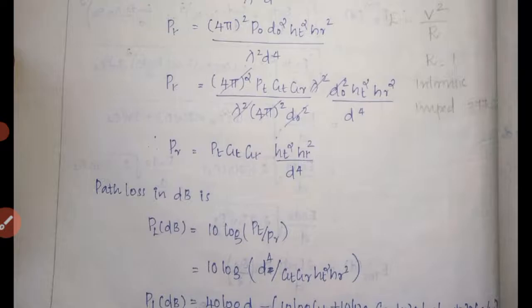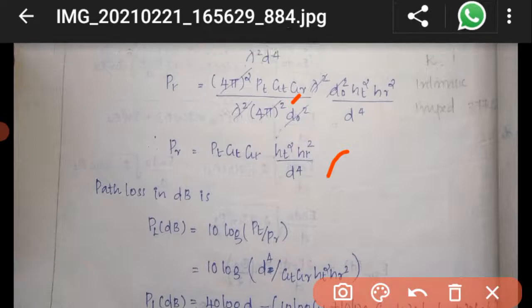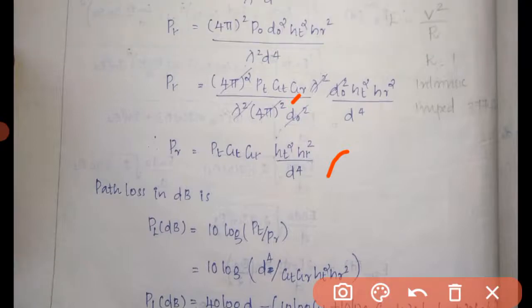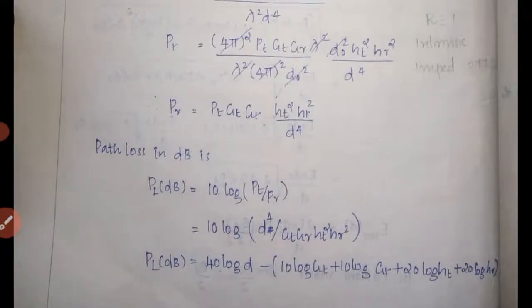So what about the path loss? PL in dB is equal to 10 log PT by PR. What about the value of PT by PR from this equation? PT by PR is equal to d power 4 divided by GT GR HT square HR square. Then we find the path loss: PL in dB is equal to 40 log d minus 10 log GT minus 10 log GR minus 20 log HT minus 20 log HR.